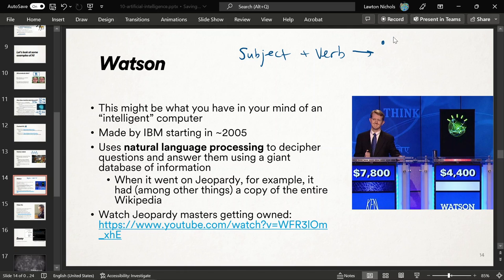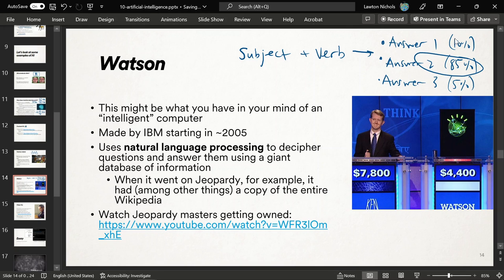It's like, okay, the answer could be answer one to this question, or answer two, or answer three. And then it also had probabilities of what the answer was. Okay, it was this answer with a 10% probability. It was this answer with an 85% probability. I don't know. And then it was this answer with a 5% probability. And if it was confident enough on one of the answers, it would be like, okay, that's my answer. I'm going to bet money on it. And it would choose answer two, and usually it would get it correct. That's how Watson worked. Natural language processing.